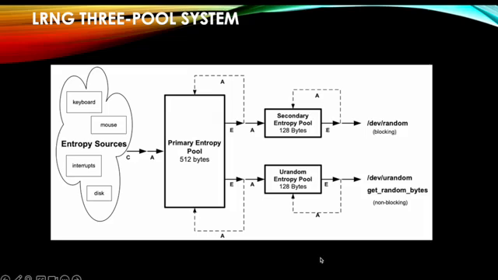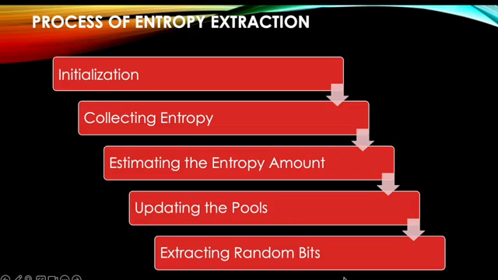The /dev/random provides extremely secure bits and may block the user until such bits can be generated by the system. The /dev/urandom outputs less secure bits, but its output is never blocked. It's like a chef gathering ingredients from various sources and mixing them together to create a unique dish. The pools mix these sources of entropy to create randomness. This is the process of entropy extraction.